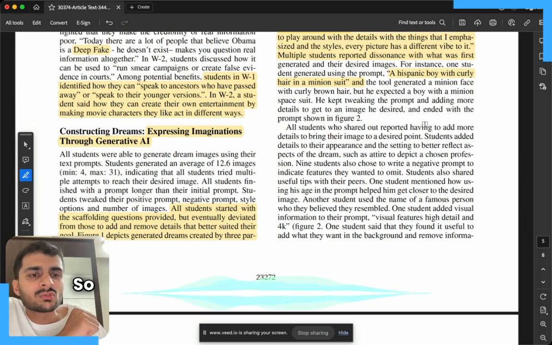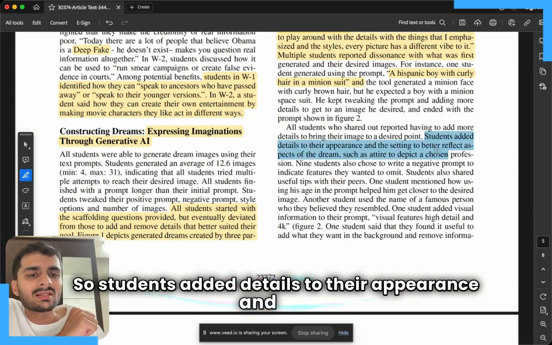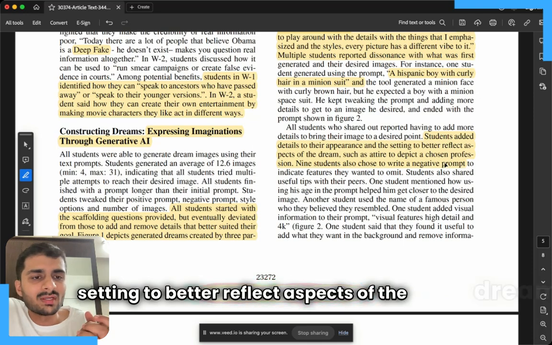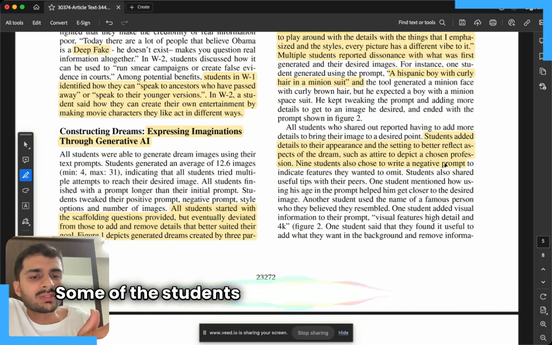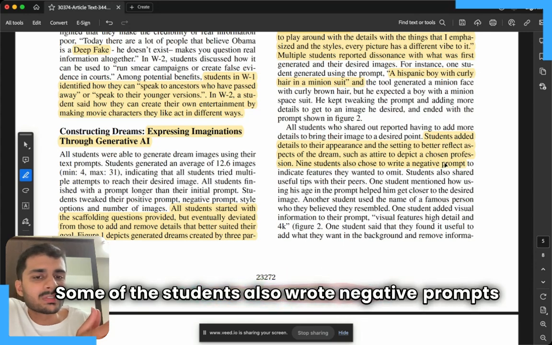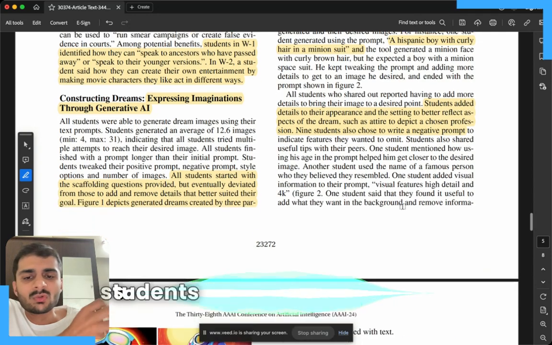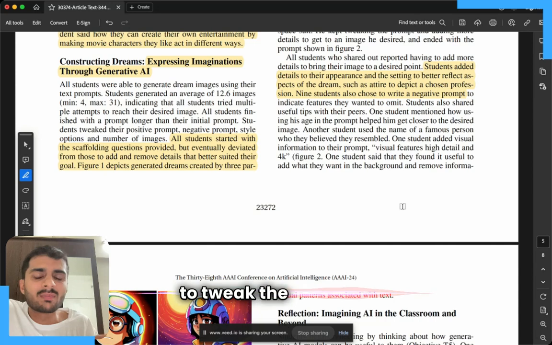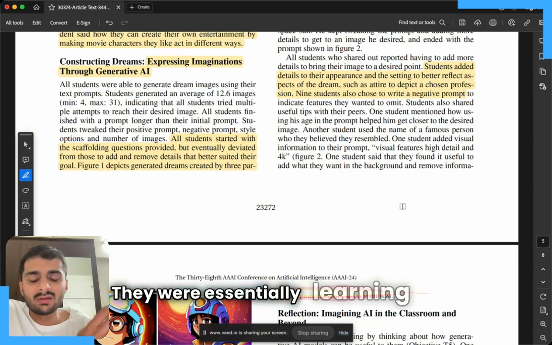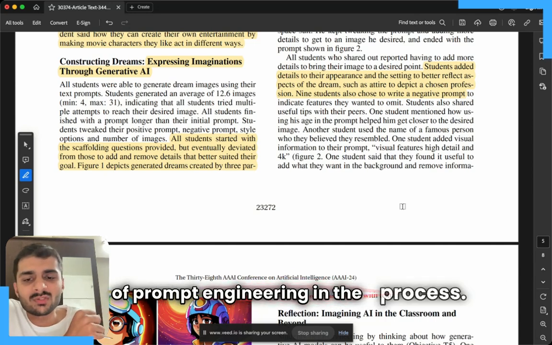So students added details to their appearance and the setting to better reflect aspects of the dream. Some of the students also wrote negative prompts to indicate features which they wanted to omit. So students were understanding how to tweak the prompts. They were essentially learning the art of prompt engineering in the process.